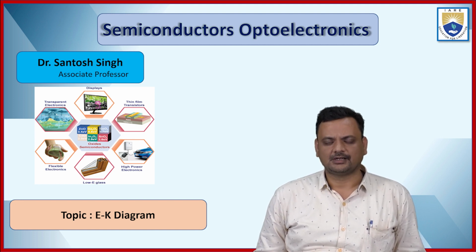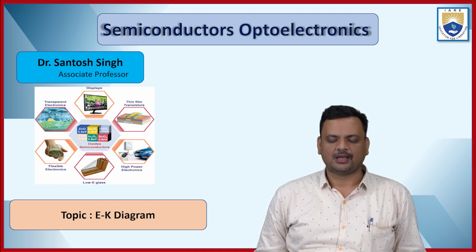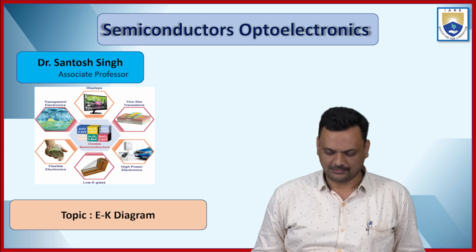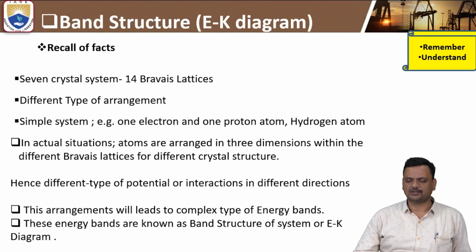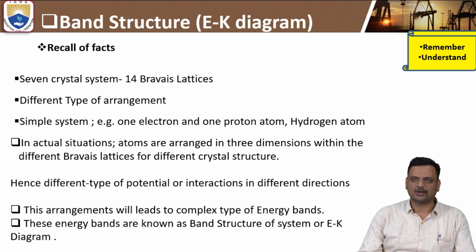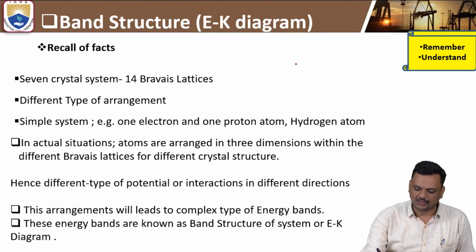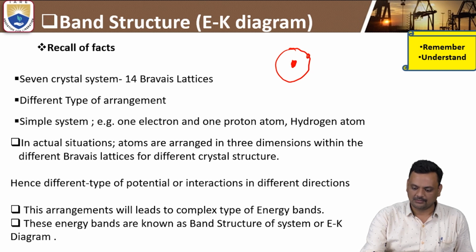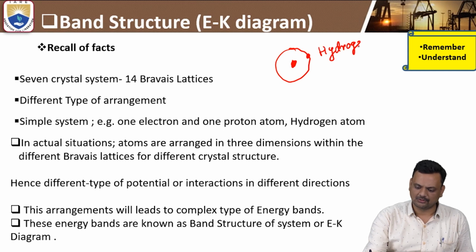So we are discussing a topic, semiconductor optoelectronics, and today we will discuss about the E-K diagram. First of all, I want to recall some facts about band structure. What you have seen in my previous lecture: a single non-interacting atom like hydrogen, one proton and one electron atom.